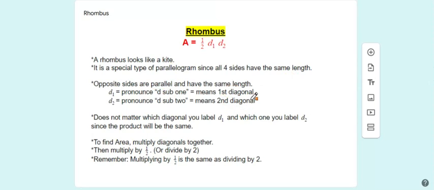Again, it does not matter which one you call D1 and which one you call D2, since the product will be the same. You're going to be multiplying 1/2 times the first diagonal times the second diagonal. And so the order that you multiply does not matter. Remember, because that is the commutative property of multiplication. And so area of rhombus equals 1/2 times D1 times D2. A little note here, remember that multiplying by 1/2 is the same as dividing by 2.